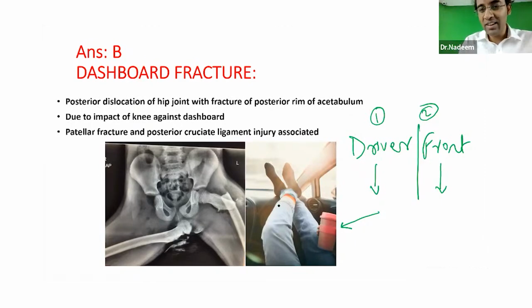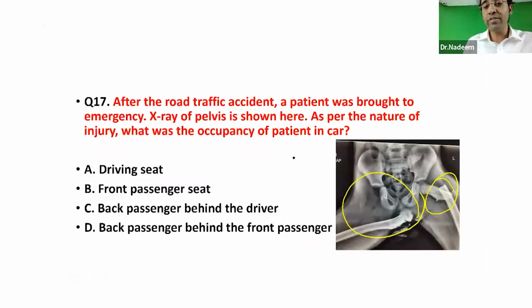Right now, you can easily understand after seeing this photo, right? So there can be posterior dislocation of hip. There can be fracture of femur. Fine. So this is called as dashboard fracture. Dashboard fracture. Answer is B. Okay, this thing I've explained you in the class, right?